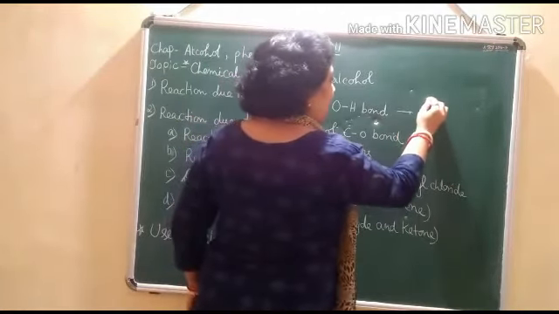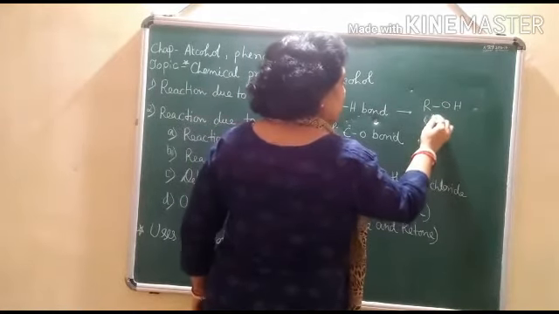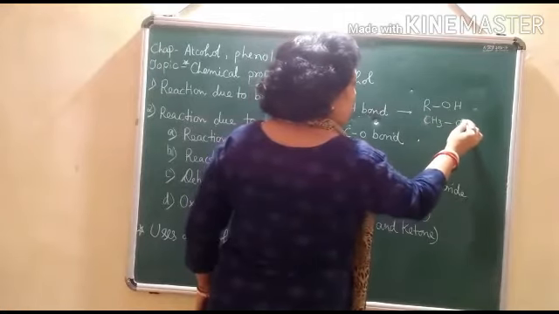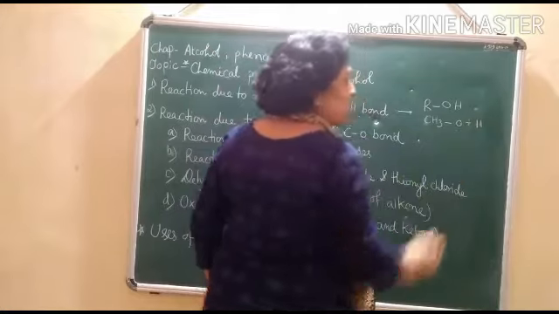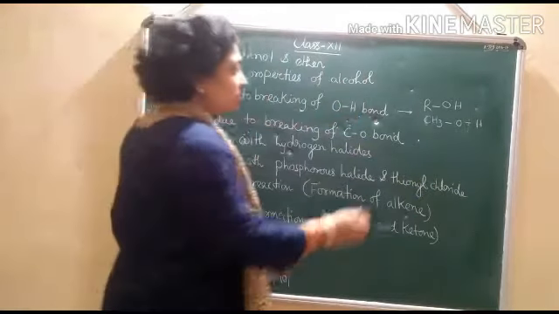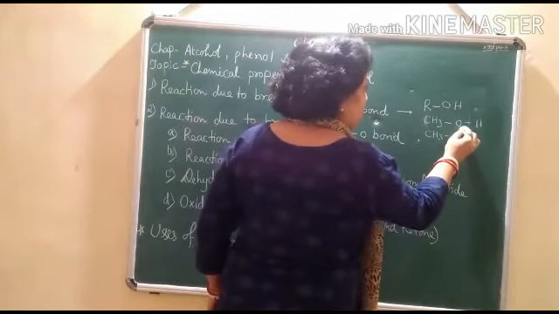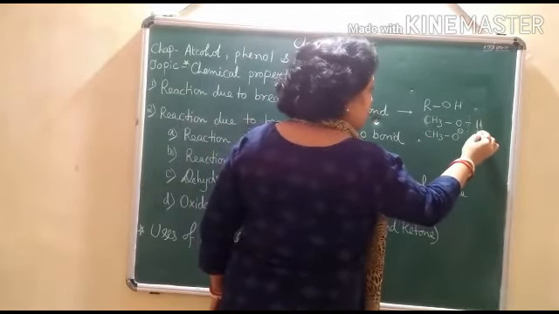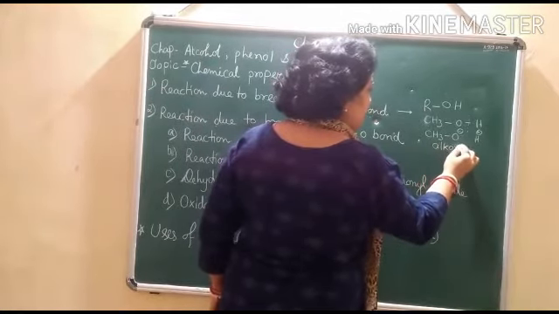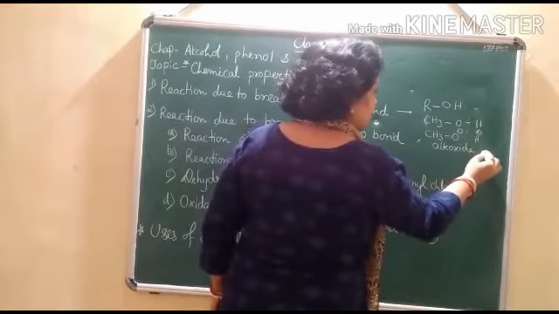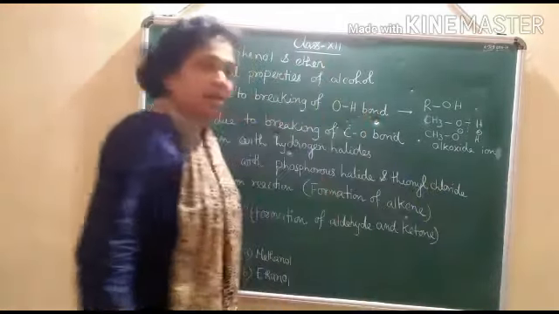What is alcohol? Alcohol is ROH. Now if I take CH3O and H, what will happen? This bond has to break. So there is formation of CH3O negative and H positive. This is called alkoxide ion. So the first reaction is related to the alkoxide ion.